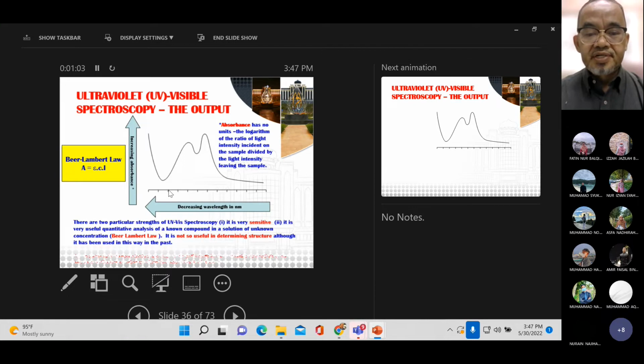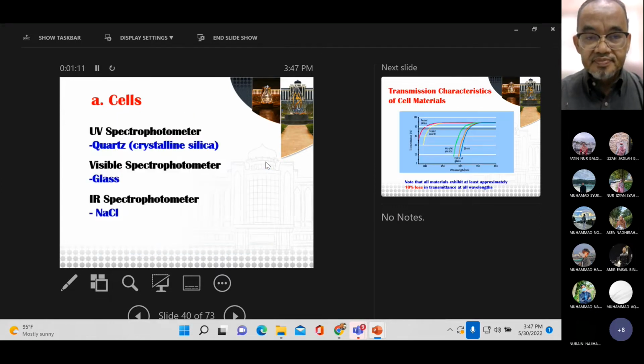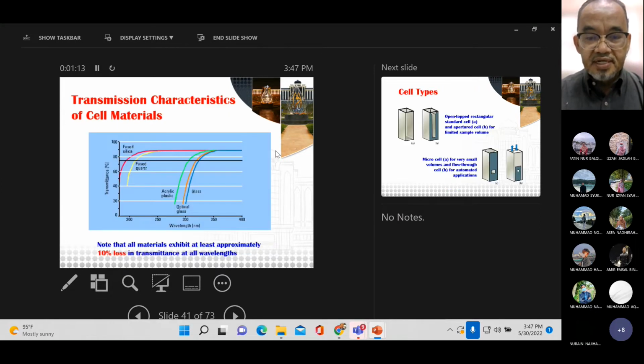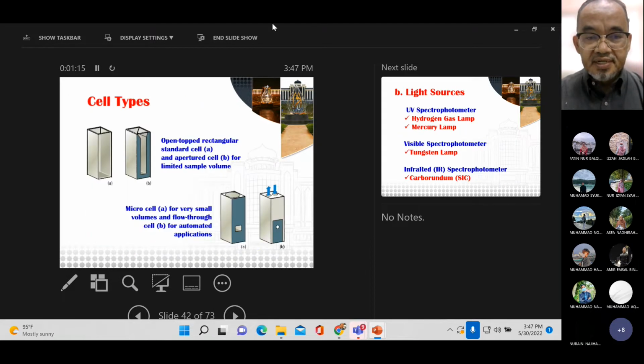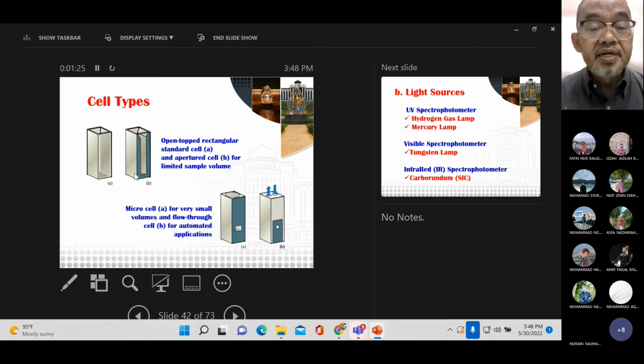That's maybe the spectrum. I think you're aware. Ini the setup for single beam, for double beam. This is the cell, and this is the flow cell. So they have a different type of cell depending on the application. This is the standard one, yang ini standard one.